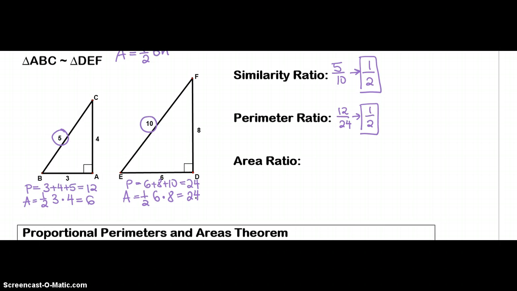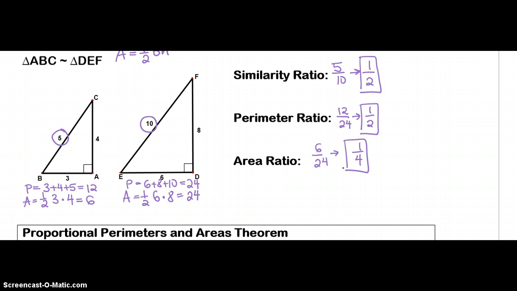Okay, so the area of the first triangle is 6. The area of the second triangle is 24. So then the area ratio would be 6 over 24, which reduces to 1/4. Okay, so it's not going to be the same. So how does 1/4 compare to 1/2? Well, it's exactly a square of it. 1/2, when you square it, you get 1/4.